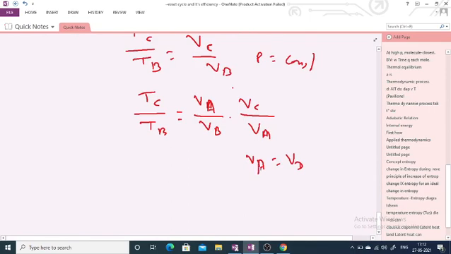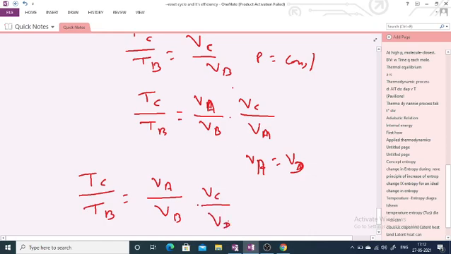VA is equal to VD. So VA is equal to VD. So we got this equation: TC upon TB is equal to VA upon VB, VA upon VB is equal to VC upon VD.